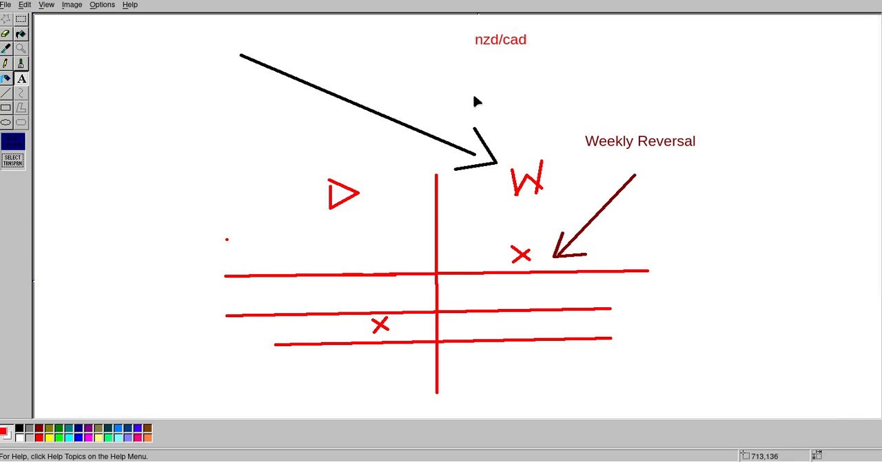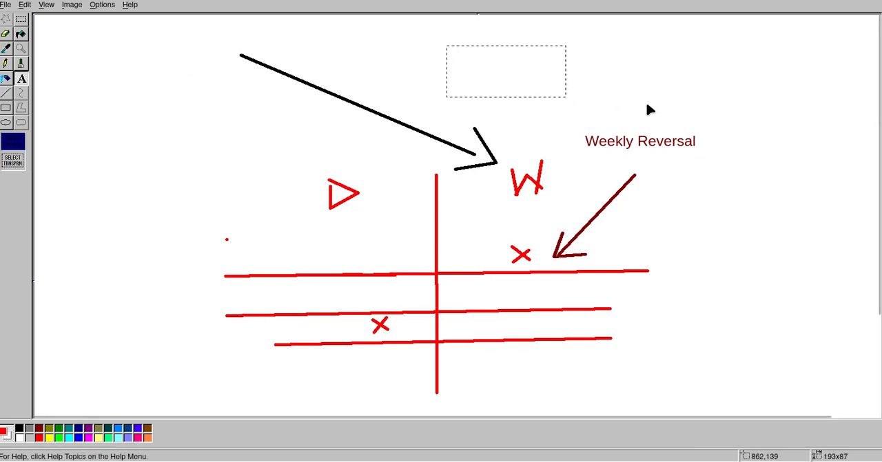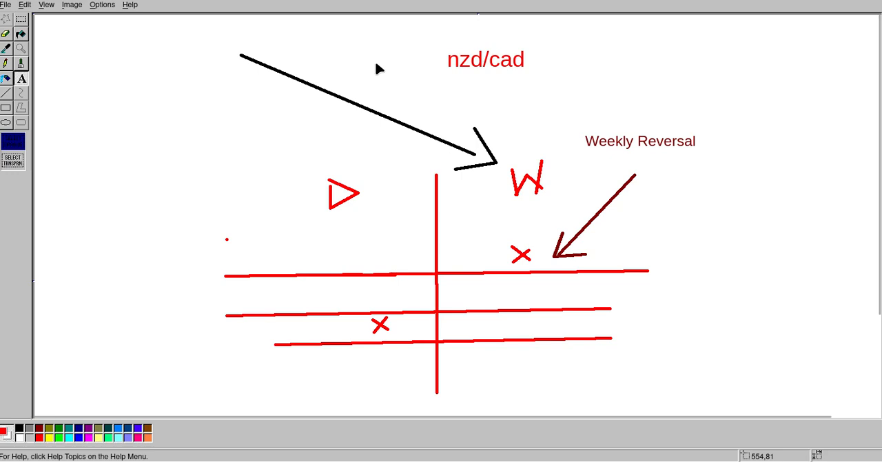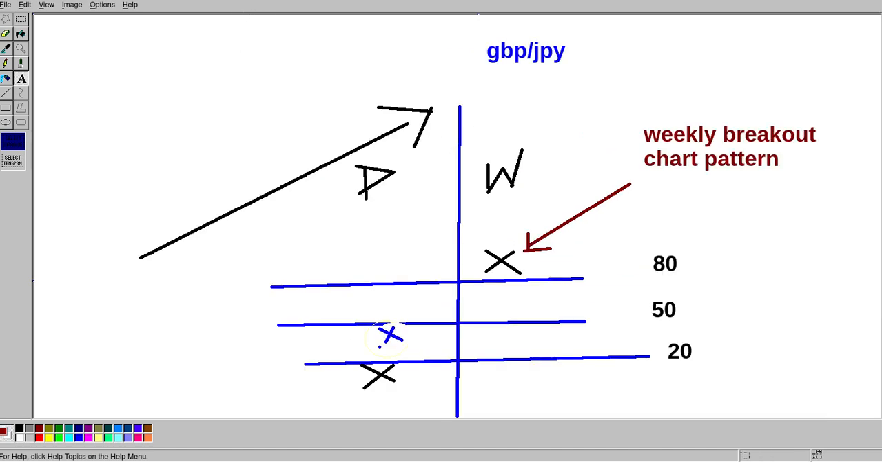So, just a second. Okay, that's the school of thought, right? So I want you to focus mainly on the weekly chart pattern. This represents the price, right? So the first school of thought is called the weekly reversal, which is what's happened here, or the weekly breakout, which is what's happened here.